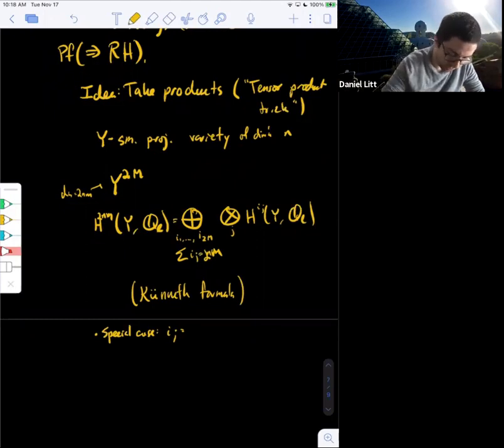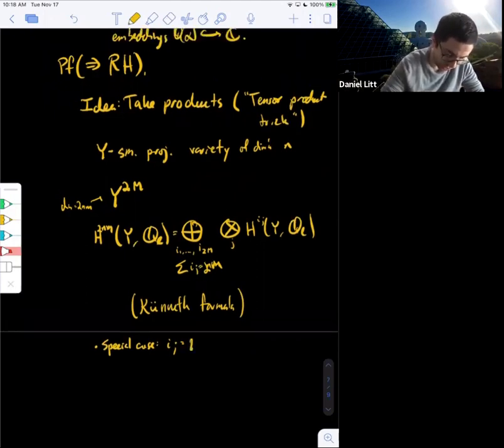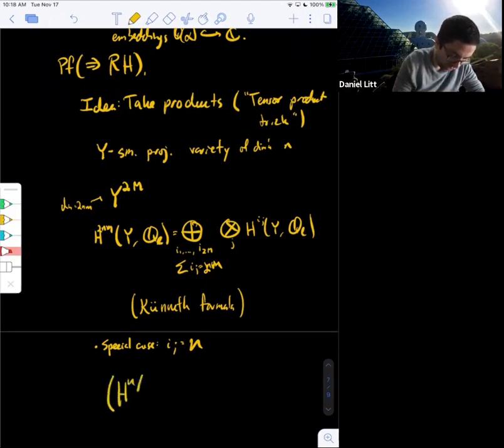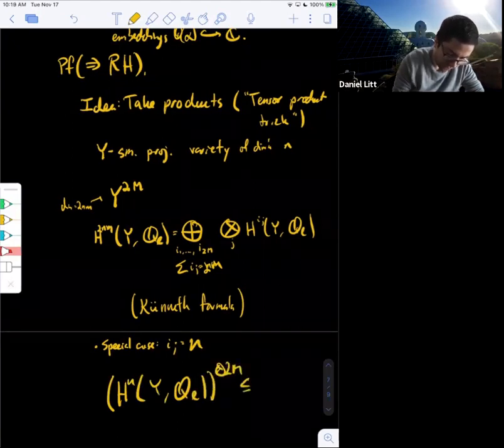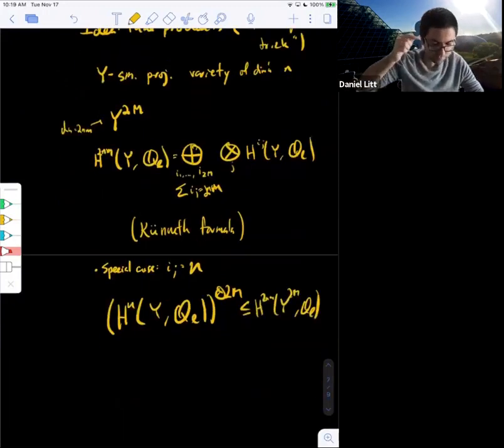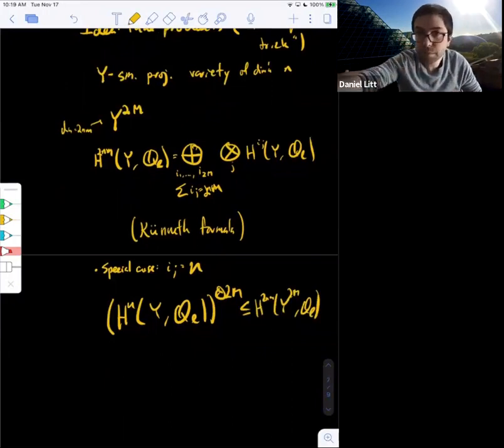All right, so let's take the special case where all the ij is equal to n, right? So what this tells us is that this tensor power Hn of Y with coefficients in QL to the tensor power 2m lives inside of H2nm of Y to the 2m with coefficients in QL. Do you guys agree with this? Does anyone disagree? Maybe it's a better question.